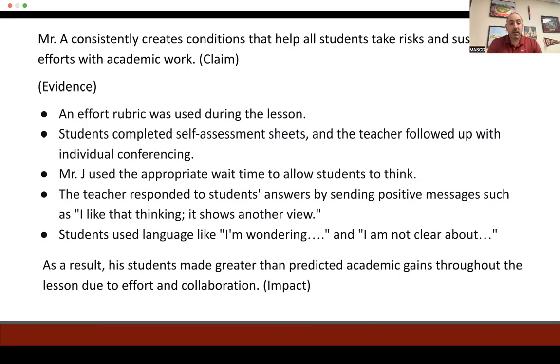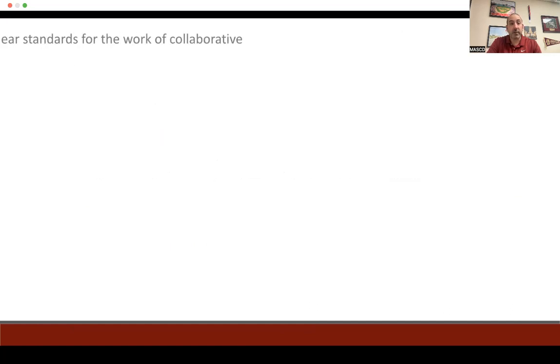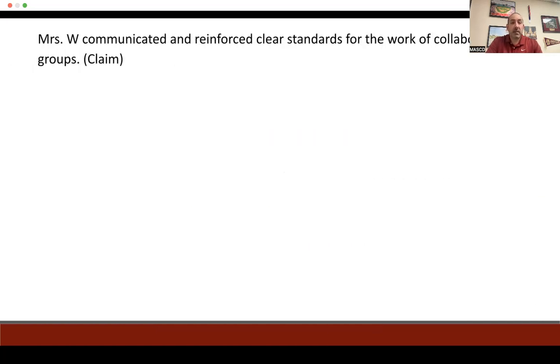And then it goes into the impact of this. As a result, his students made greater than predicted academic gains throughout the lesson due to the effort and collaboration. So the impact statement goes directly to the claim supported by evidence. Then you would give any judgment about that or recommendations or commendations moving forward. Another one: Mrs. W communicated and reinforced clear standards for the work of collaborative groups. This was a group effort project.